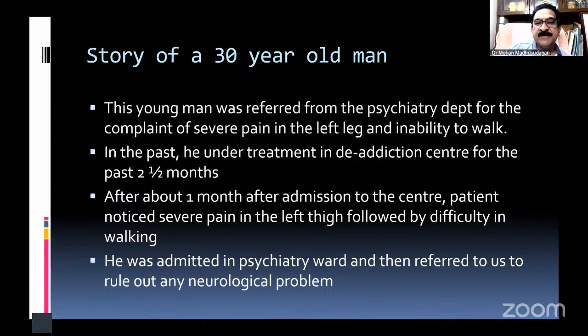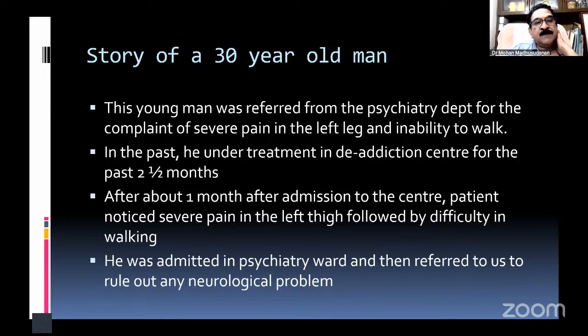In the past, he underwent treatment. He was under treatment at the de-addiction center for the last 2.5 months. He was totally knocked out, violent, agitated. About 1 month after admission to the center, the patient noticed severe pain in the left thigh, followed by difficulty in walking. He was admitted in the psychiatry ward and then referred to us for a neurological problem.